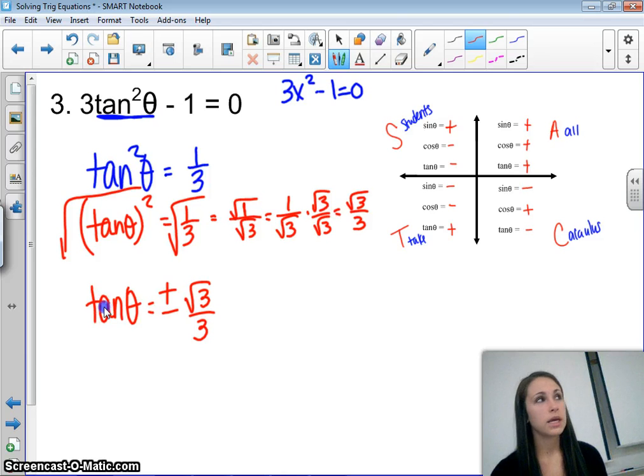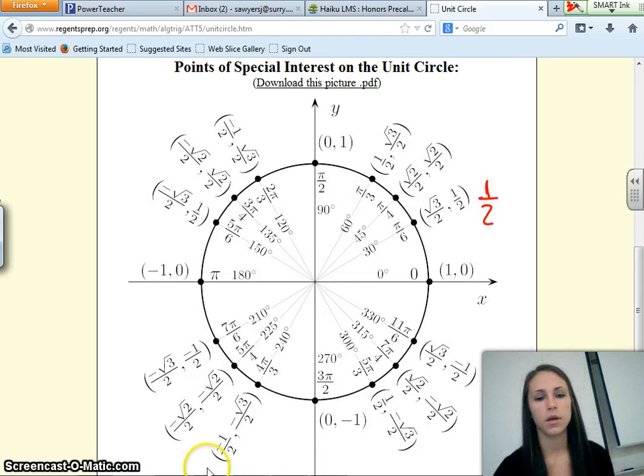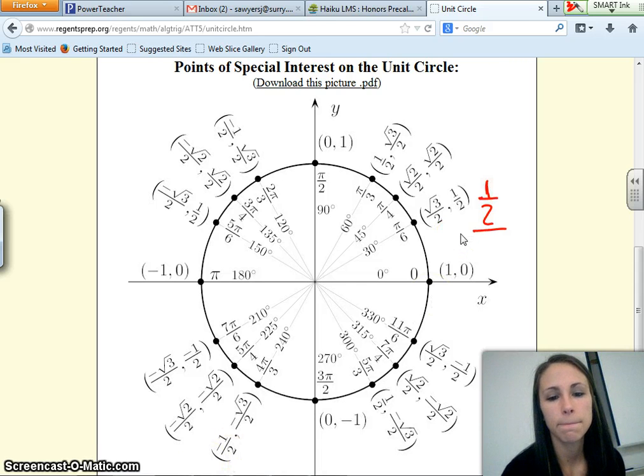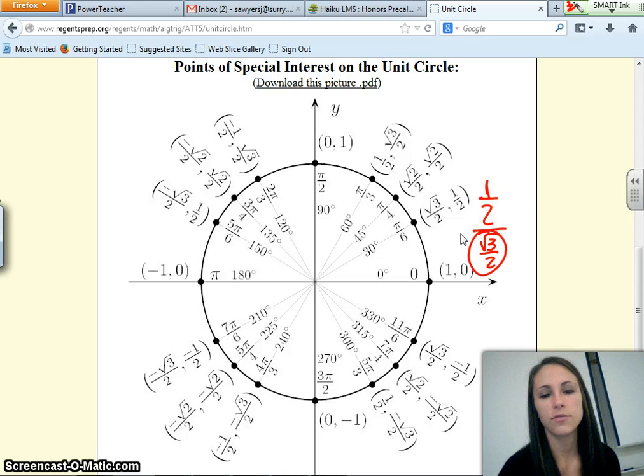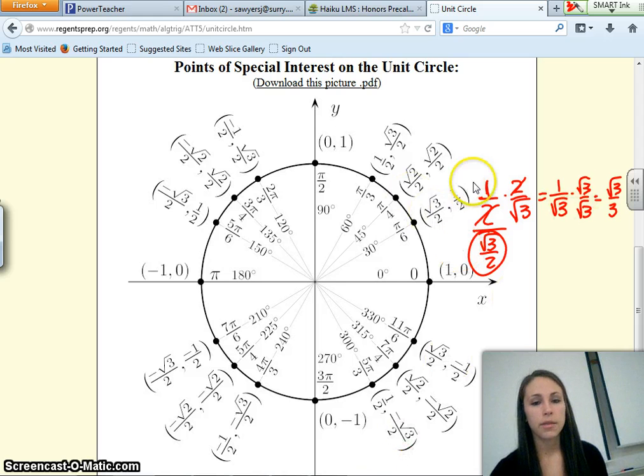So I'm looking for where the tangent is positive or negative square root of 3 over 3. And since I'm looking for positive or negatives, I'm looking for an angle in all 4 quadrants. So positive or negative square root of 3 over 3, if I go to my unit circle, if I do the y, remember tangent's y over x, if I do 1/2 over square root of 3 over 2, and I take this and flip it and multiply, 2 over square root of 3, the 2's are going to cancel and I'll have 1 over square root of 3, and if I rationalize, I'm going to get the same thing that I just got, which is what I wanted, square root of 3 over 3. And so this is going to be correct.